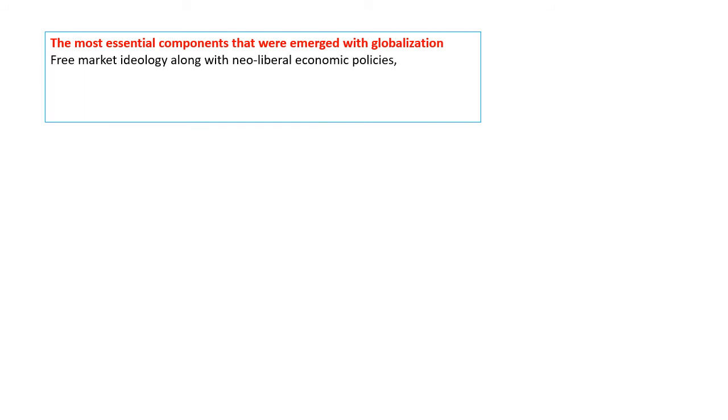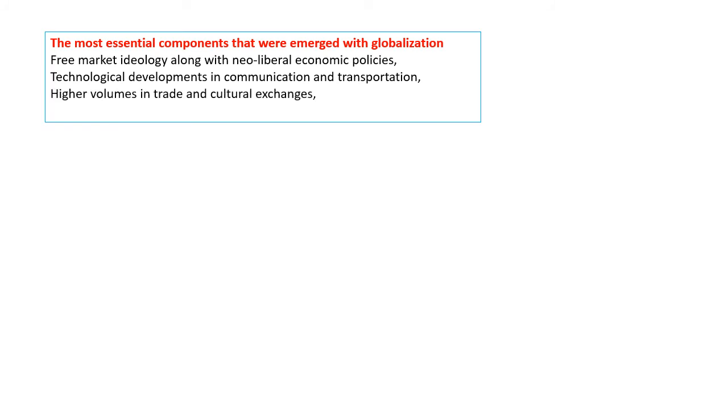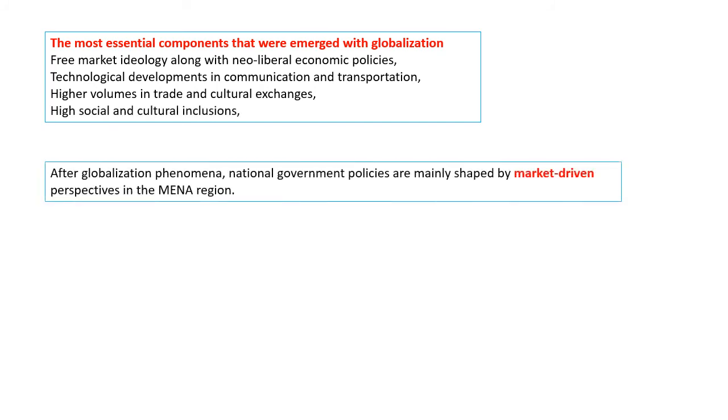The most essential components that emerged with globalization: free market ideology along with neoliberal economic policies, technological developments in communication and transportation, higher volumes in trade and cultural exchanges, and high social and cultural inclusions. After globalization phenomena, national government policies are mainly shaped by market-driven perspectives in the MENA region.